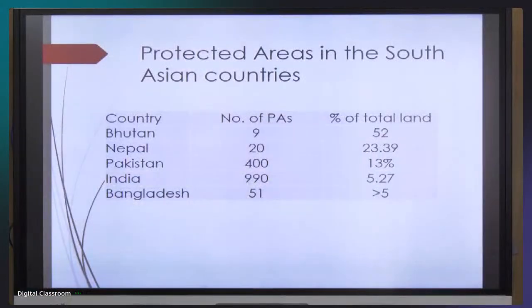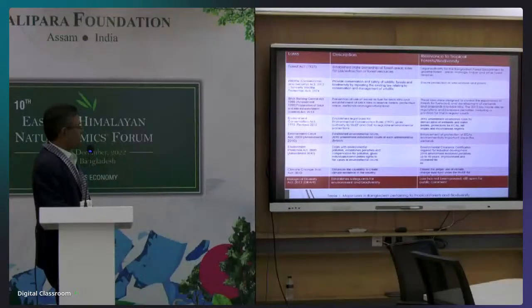Here we see that if we compare Bangladesh with other neighboring countries, we find that Bangladesh is the lowest in terms of percentage area under protection. So that should be increased.